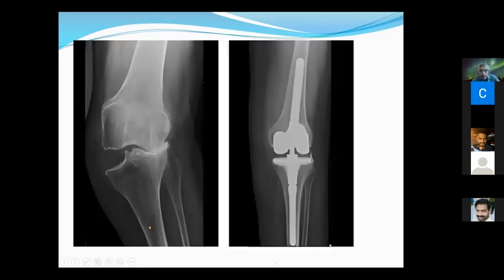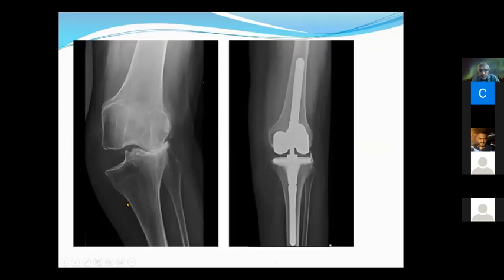And what is this? I didn't put the lateral view, but hinge. Yes. So this is a hinge joint.